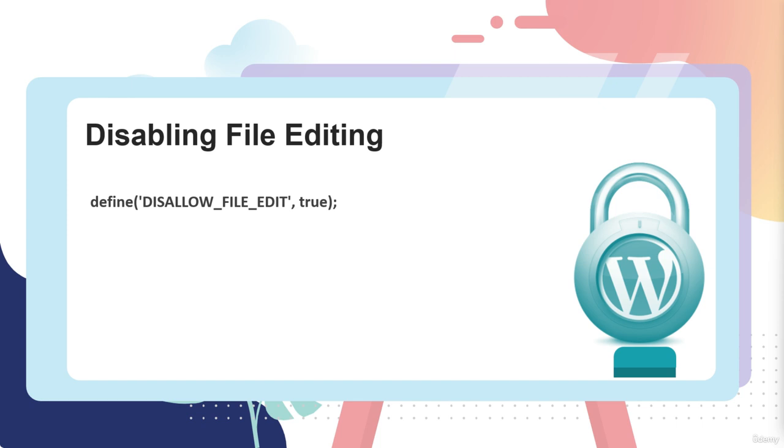We have to add the following line in the wp-config file. This line: define('DISALLOW_FILE_EDIT', true). Basically this prevents malicious code from being injected through this editor.